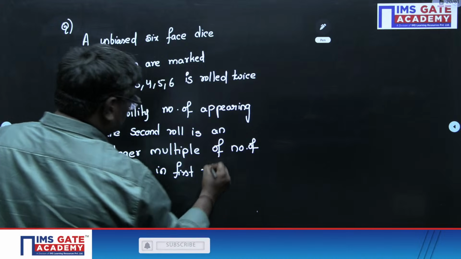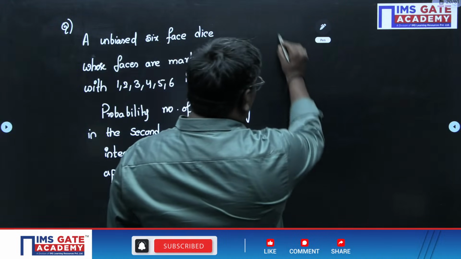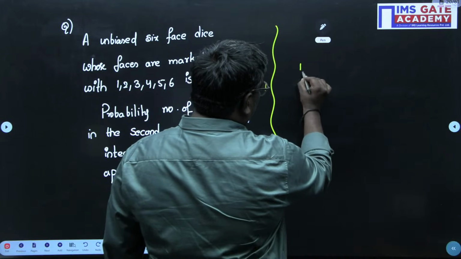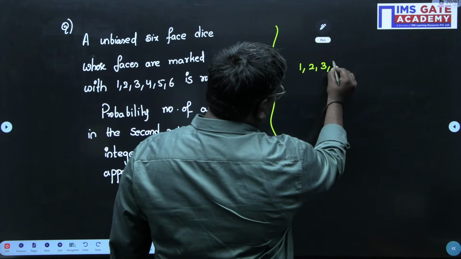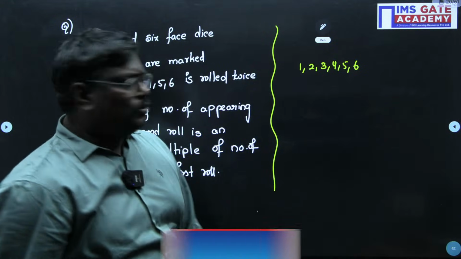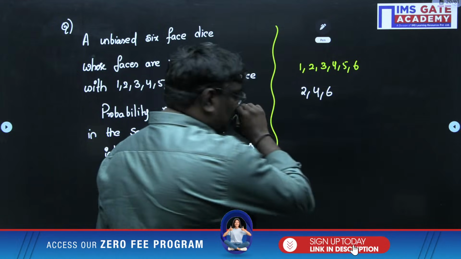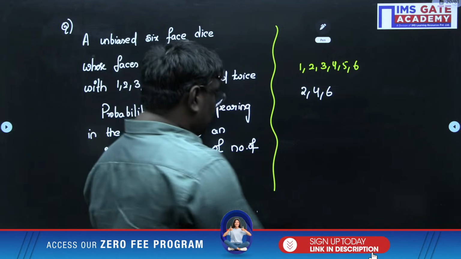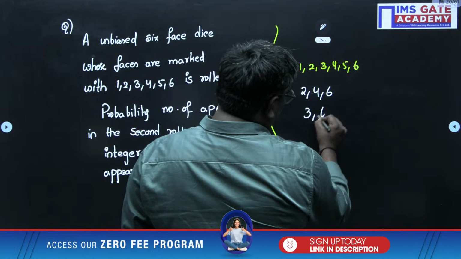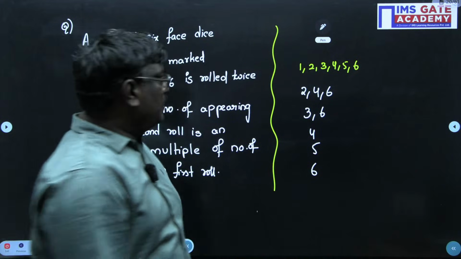So they have, it should be a multiple, sir. Every multiple is what? What are the different multiples we have? It can be 1, 2, 3, 4, 5, 6, right? And what are the multiples of 2? It can be 2, 4, 6. What are the multiples of 3? It can be 3, 6, and next 4, 5, and 6. Now combine all these combinations.